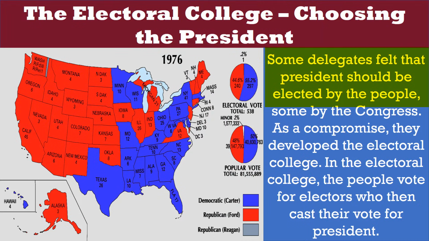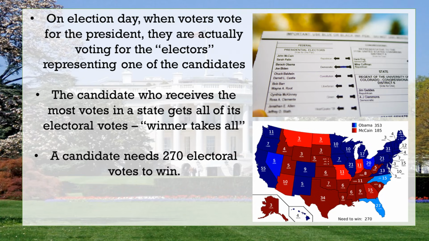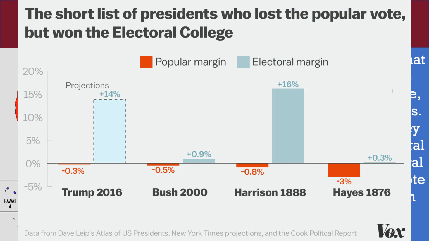Some delegates felt that the president should be elected by the people, some by Congress. As a compromise, they developed the Electoral College. In the Electoral College, the people vote for electors who then cast their vote for the president. This system continues to be debated today, especially in light of our most recent election.